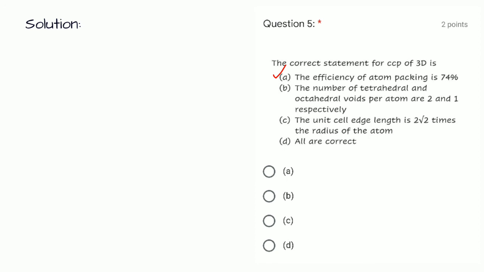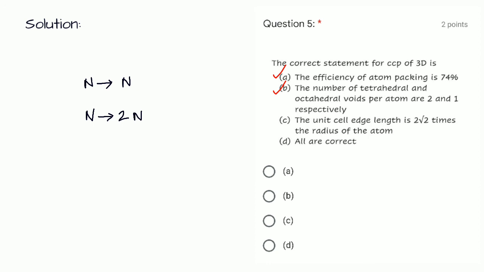Per atom. So this is slightly a tricky one. Per atom, they are 2 and 1 respectively. Yes, this is correct, because we already know that for a CCP or HCP unit cell, if the number of atoms is capital N, then the number of octahedral voids is also capital N, and the number of tetrahedral voids is 2N. So it is correct. That means if the number of atoms is 1, then the tetrahedral voids are 2, and the octahedral void is 1. So point B is also correct.